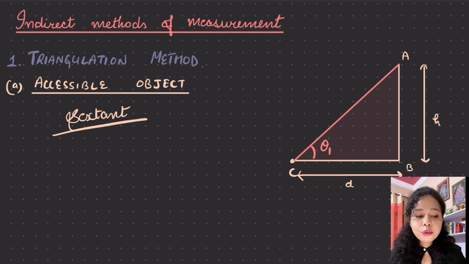Now we need to find the value of AB, but the value of AC is already known to us, which we have calculated with the help of measuring tape. So using the trigonometric function tangent theta, we know tangent theta is equal to perpendicular upon base.